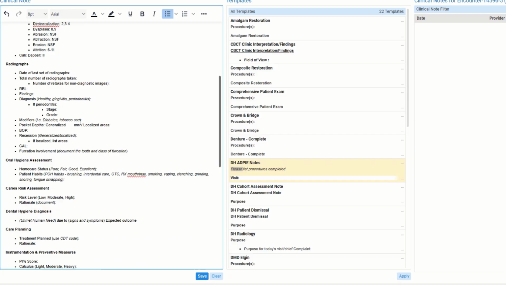For x-rays, all right, date of last set of x-rays. This is important because it tells us whether or not we're going to be taking x-rays today. All right. Total number of x-rays taken.